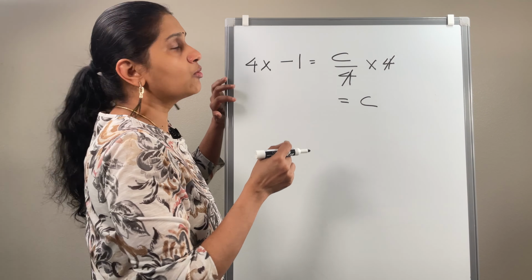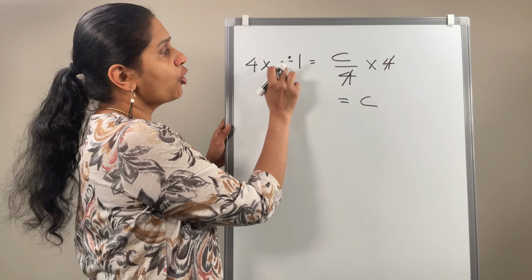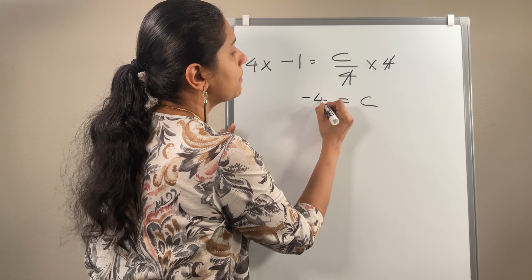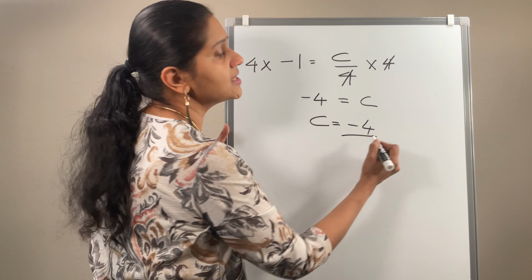To balance the equation, I have to multiply the other side also times 4. So, 4 times minus 1 is going to be minus 4. So, the value of c in this equation is minus 4.